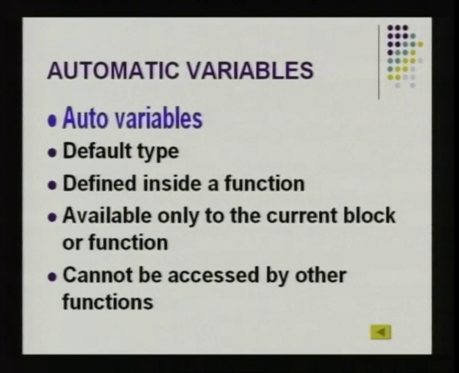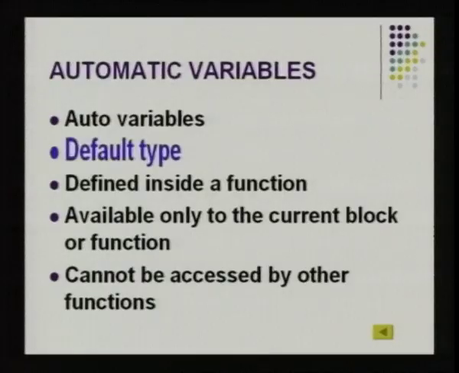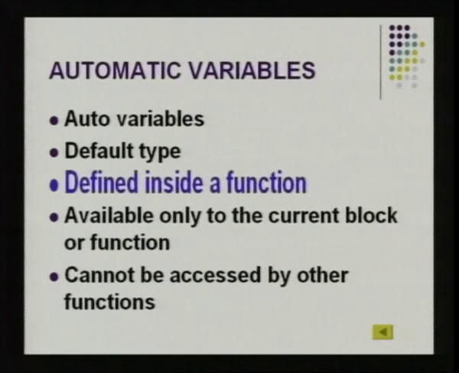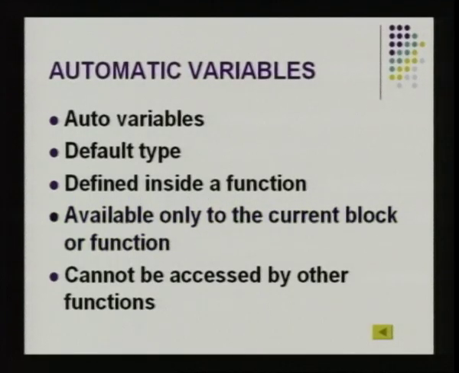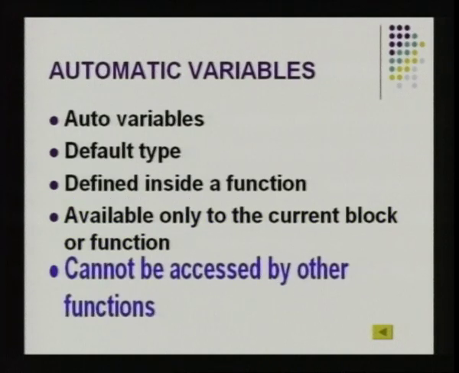Automatic variables are also called auto variables. They are the most commonly used variables in the program. They are the default type. If you simply give a data type and a variable name, it means it is an auto variable. It is defined inside a function, not outside. So, automatic variables are mostly local variables only. They are available only to the current block or function. They cannot be accessed by other functions. So, generally a common variable defined in a C program is an automatic variable, also called an auto variable.